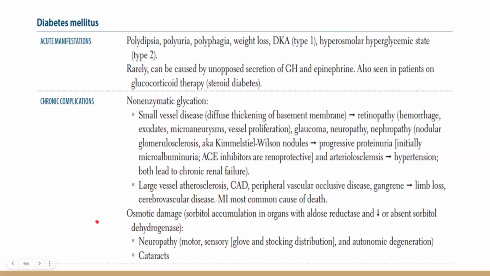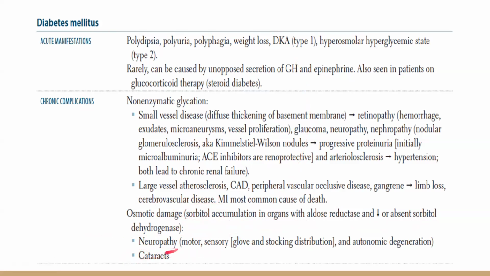Osmotic damage: sorbitol is formed due to the accumulation of glucose. So whenever there's hyperglycemia, you have sorbitol formed, and it accumulates in organs with aldose reductase and a decrease or absence of sorbitol dehydrogenase. So you'll have neuropathy. You take this in neuro. The block I'm taking right now, we'll take this in detail.